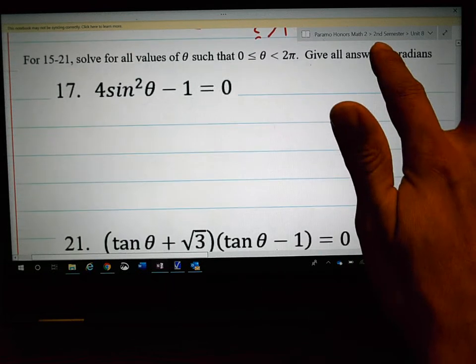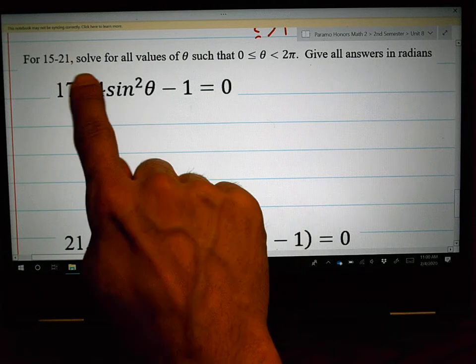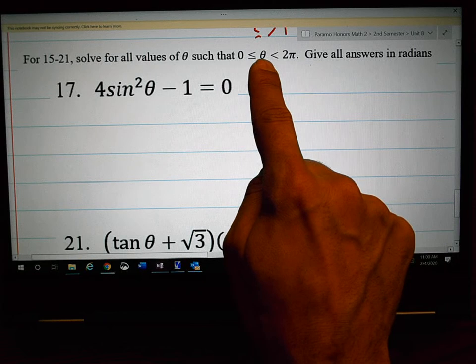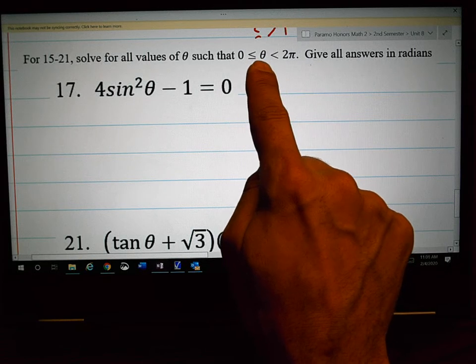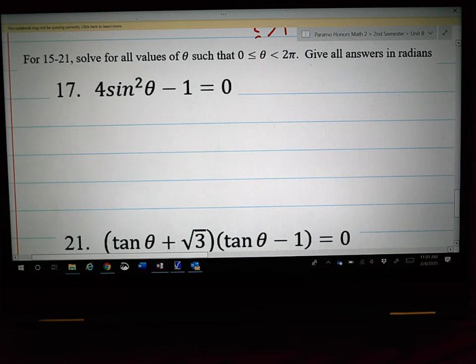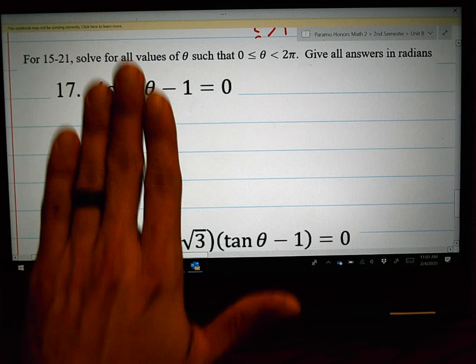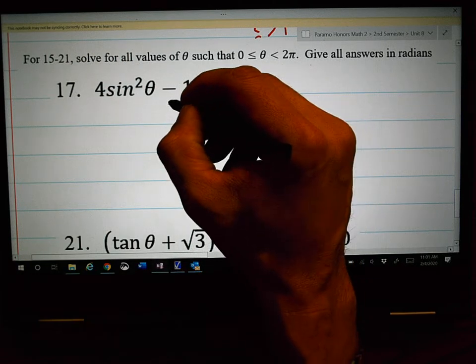Number 17. Solve for all values of theta, such that we are now in radians. Our answer should be somewhere between 0 and 2 pi. It can be equal to 0, but not equal to 2 pi. 4 sine squared theta minus 1 equals 0. The first thing I do is still isolate this. I want this by itself. Get rid of addition and subtraction first. Add the 1.